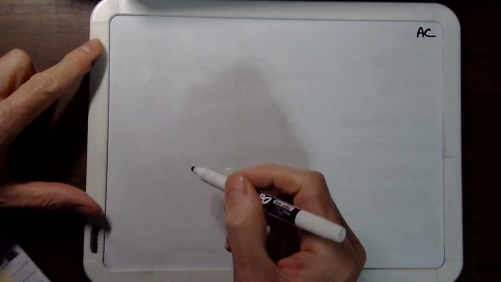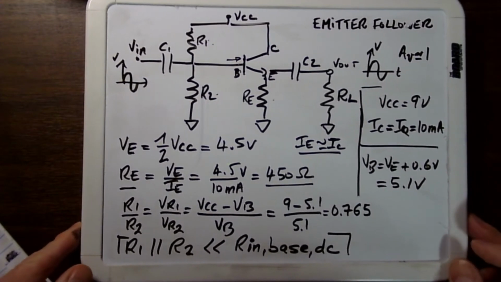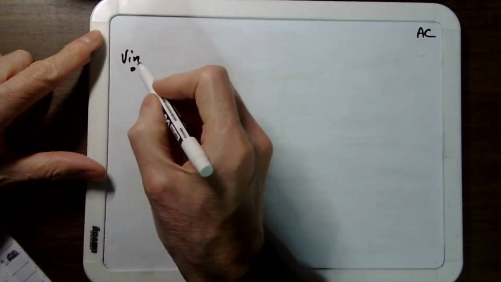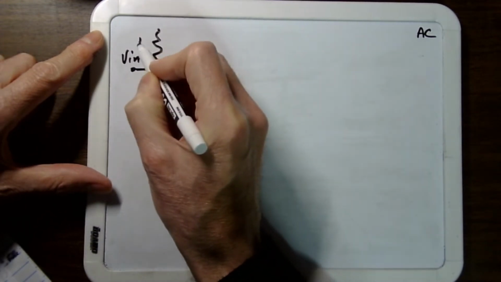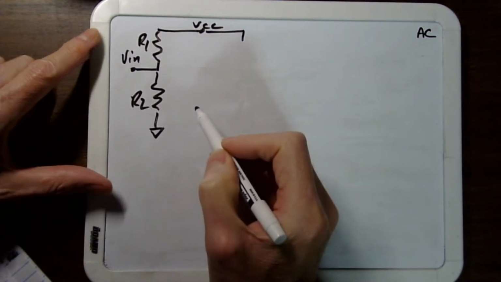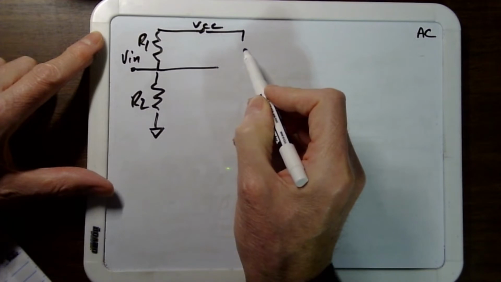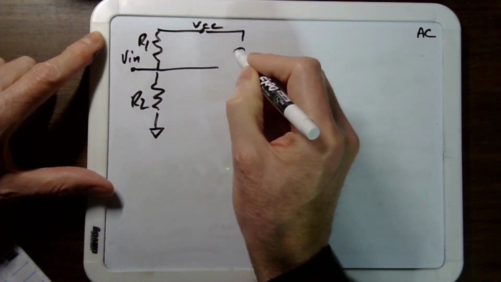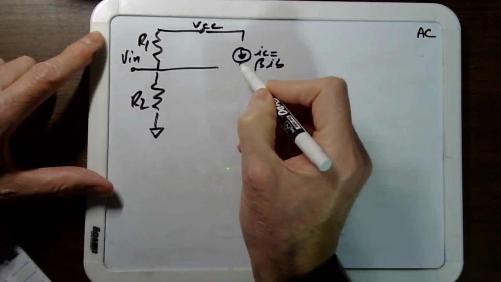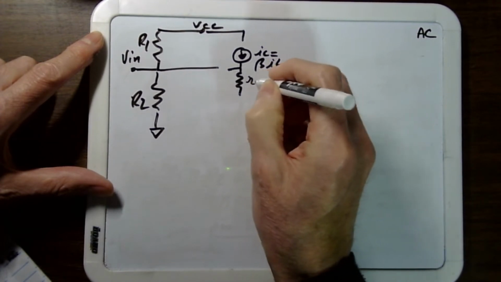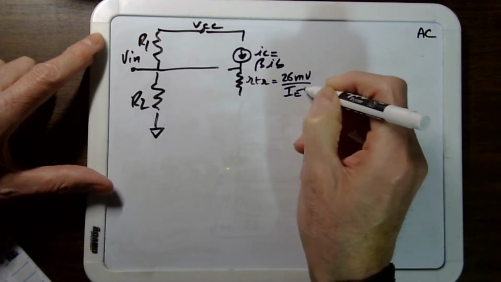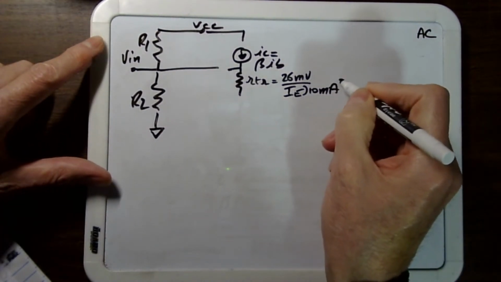Okay, so let's do some AC. I'm going to redraw the circuit, and I'm going to short circuit the capacitors. So I'm going to redraw V in. No C1. This is R1, VCC up there, this is R2, ground. Here I'm going to use the equivalent transistor. Here you have a current source, beta IB. Here you have RTR, the trans resistance, which is 26 millivolt divided by IE, and this is 10 milliamp in our case. So this is 2.6 ohm.